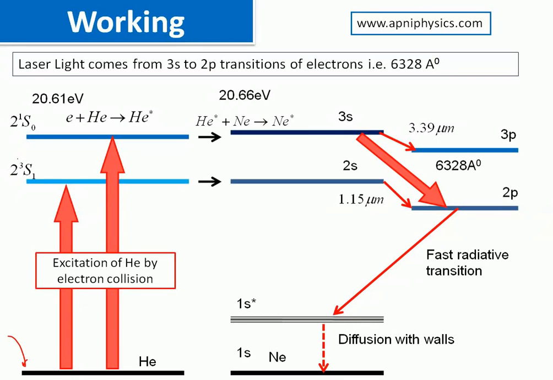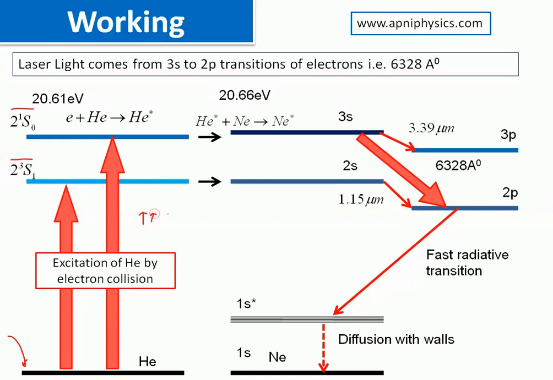One corresponds to the triplet state, and the second corresponds to the singlet state. What do we mean by triplet and singlet state? Basically, in helium, if you see, there are two electrons. The orientation of these electrons inside the atom may be parallel or anti-parallel.